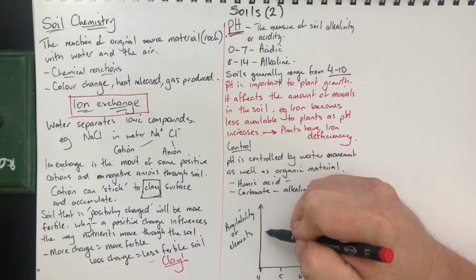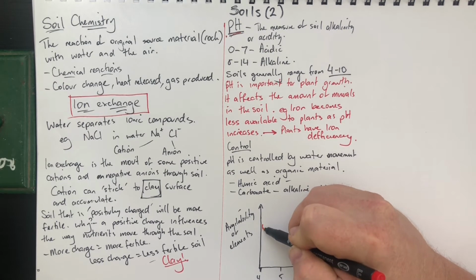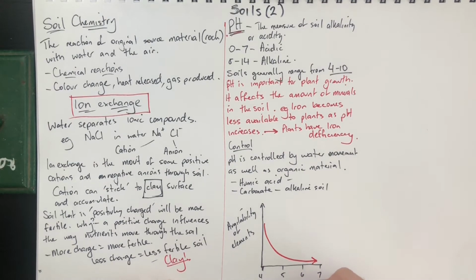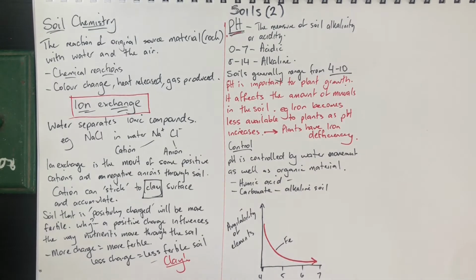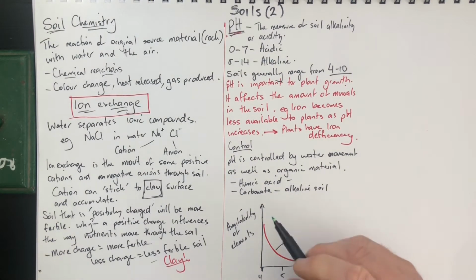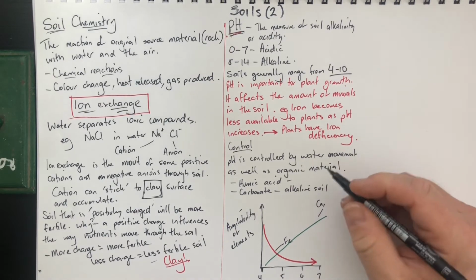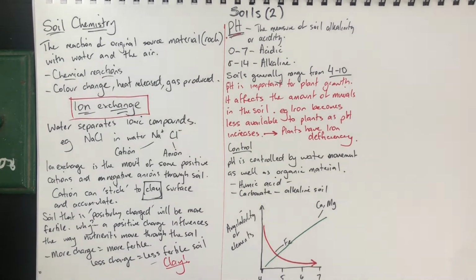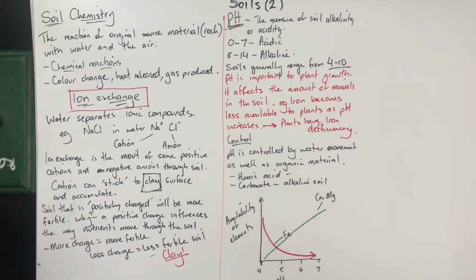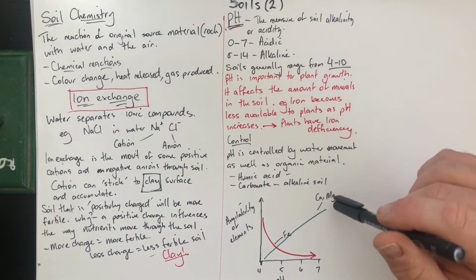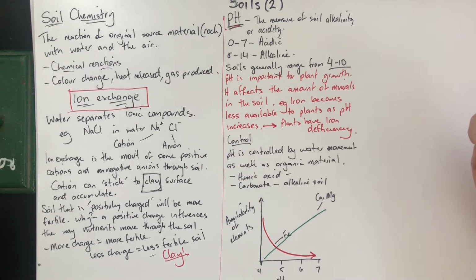So if we think about the availability of iron, as pH increases, its availability of iron decreases. Conversely, with some other elements, let's say, for example, calcium and magnesium, well, they're slightly the opposite. Their availability increases with pH, calcium and magnesium. So the pH can be good for some elements and bad for other elements. Obviously, a higher pH is not good for iron, but conversely, a good pH for calcium and magnesium is a lot more alkaline soil.